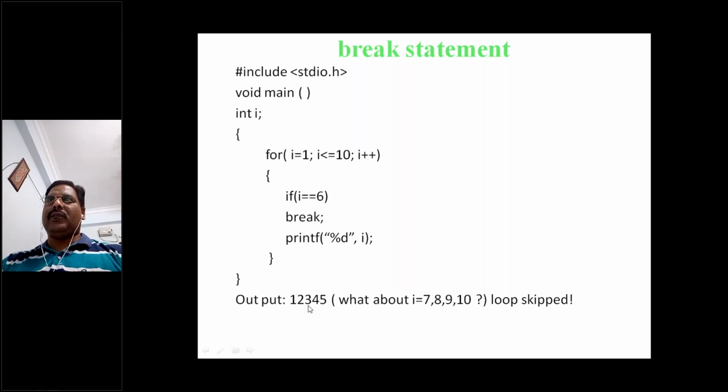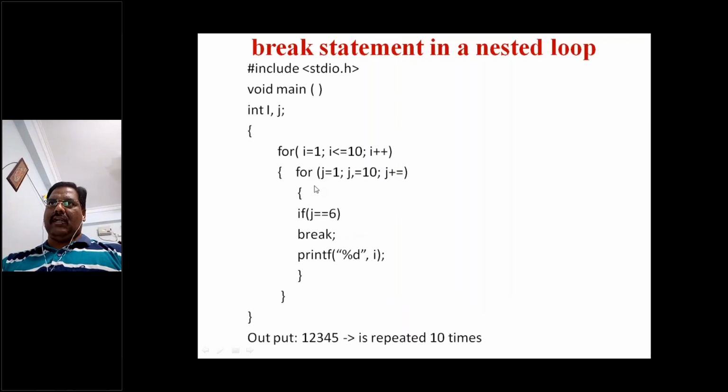So until where will it end? 1, 2, 3, and 4 is the output that we are going to print. It does not go on to 6, 7, 8, 9, and 10, because it simply comes out of the loop itself. It stops the loop and comes out of it. That's it. That is how the break statement is executed.